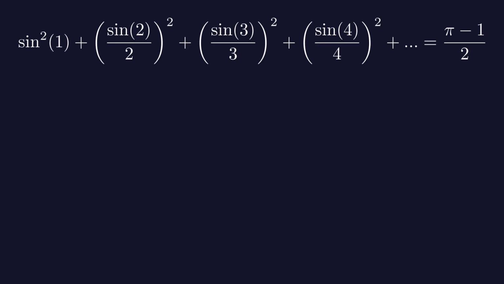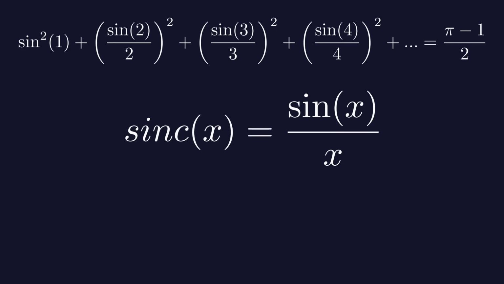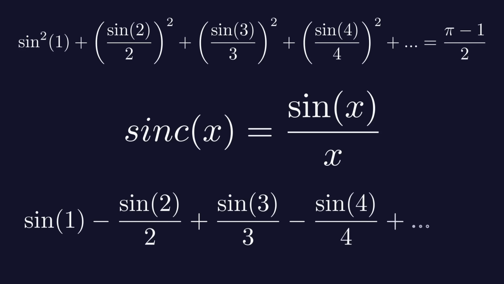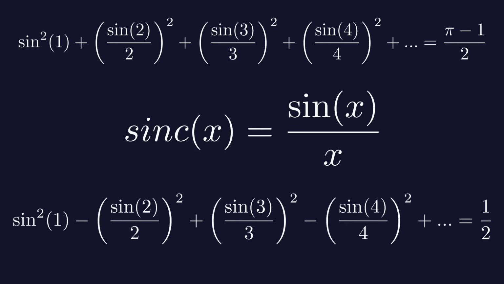The function we used for this sum is sine of x over x. This function even has its own name, sinc of x. Now let's calculate the alternating sum of sinc for positive integers. This sum is equal to exactly 1/2. If we square each term, we still get 1/2. Surprisingly, even if we cube every term, we still get 1/2.